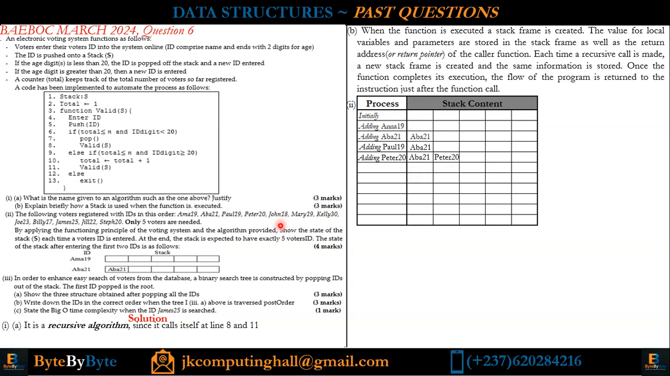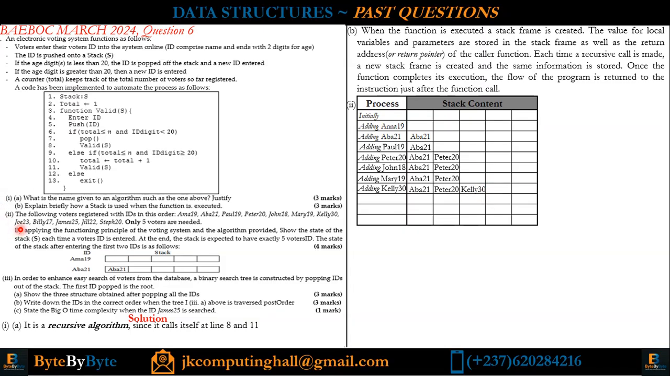From Peter 20, I go to John 18. 18 is below 20, so the stack remains the same. Mary 19, upon adding Mary 19, 19 is below 20, the stack remains the same. Kelly 30, upon adding Kelly 30, 30 is greater than or equal to, is above 20, so Kelly will be added as the third item in the stack, as you can see, dear students.